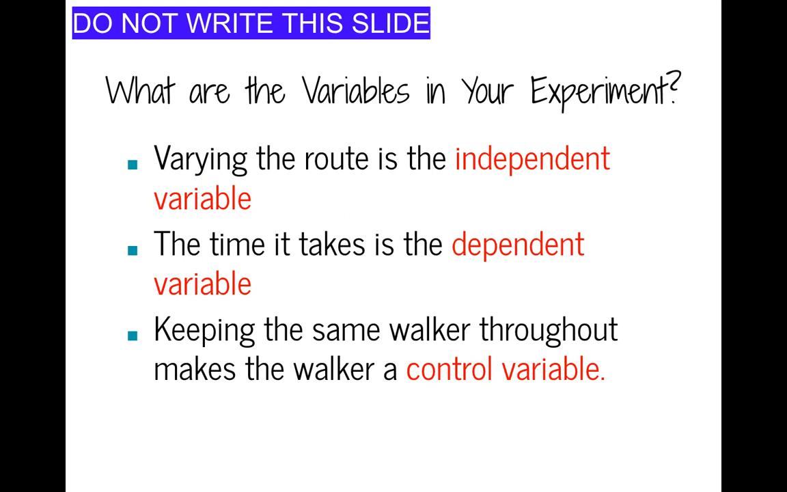Varying the route in this instance is the independent variable. The time it takes is going to be the dependent variable. Why? Because I'm looking for the shorter distance. So that means if I change the route, the time that it takes is going to be my measurement. Keeping the same walker throughout makes the walker a control variable.